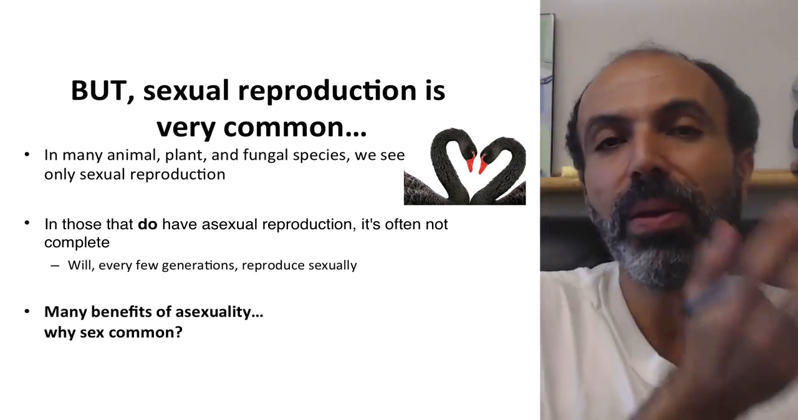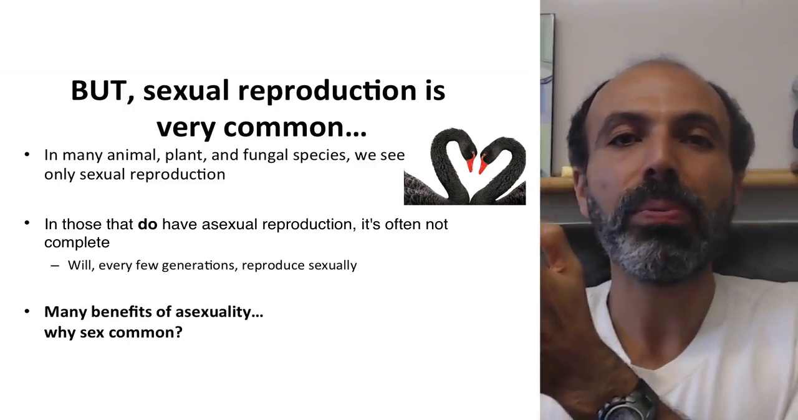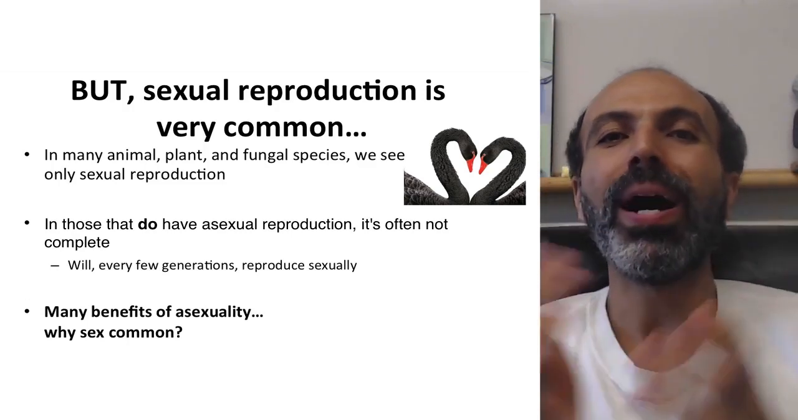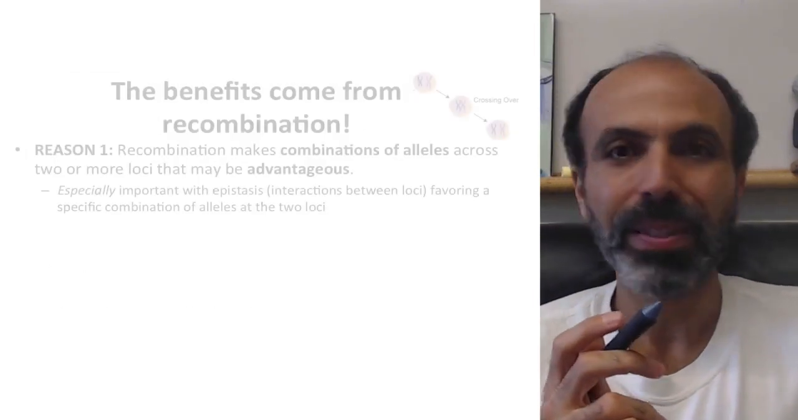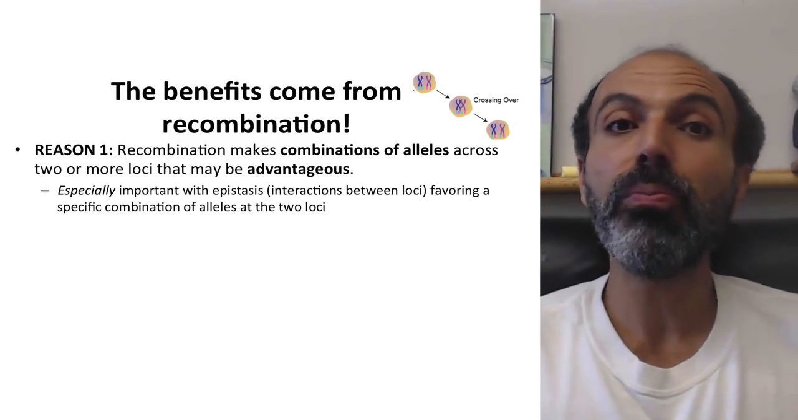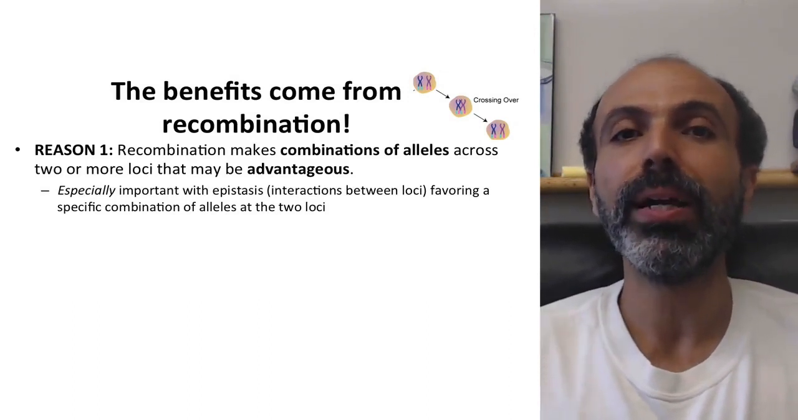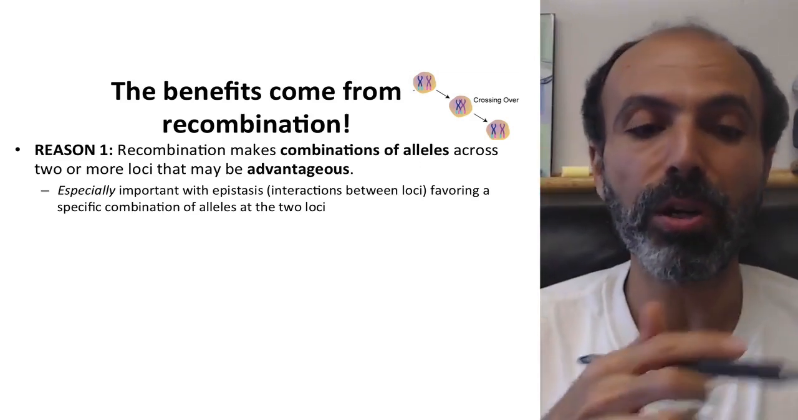So we see all these benefits of asexuality on the one hand, but on the other hand, sexual reproduction is very, very common. Why is this? Well, the benefits come from our friend recombination. So I'm going to give you two major reasons, but there's actually a slew of reasons that contribute to why sexual reproduction and recombination are beneficial.